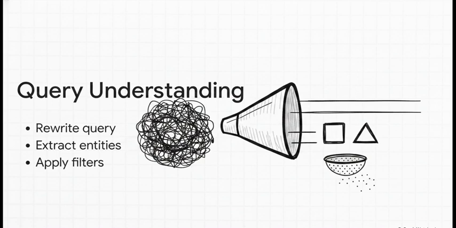This means rewriting vague questions into standalone searches, extracting specific entities like dates, and applying those metadata filters we talked about so a user only searches what they actually have permission to view. This step is absolutely crucial for building a highly effective retrieval plan.